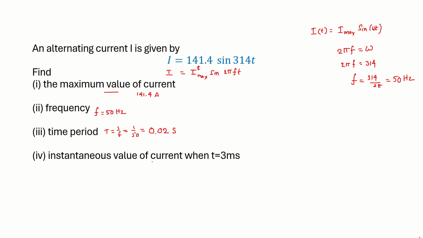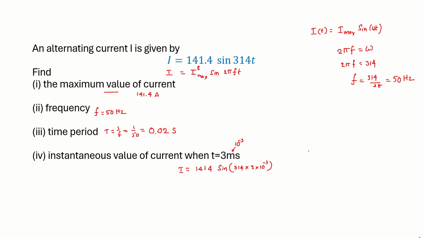Then we have to find the instantaneous value of current when t equal to 3 millisecond. Milli means 10 to the power of minus 3. Instantaneous value I of t equal to 141.4 sin 2 pi f t. 2 pi f value is directly given, 314, and that time is 3 millisecond, 3 times 10 to the power of minus 3.